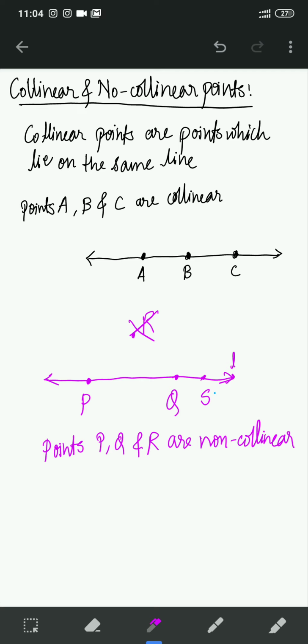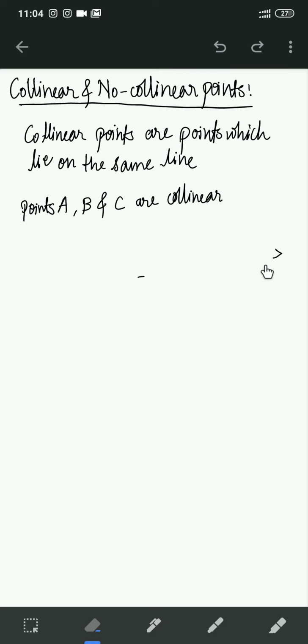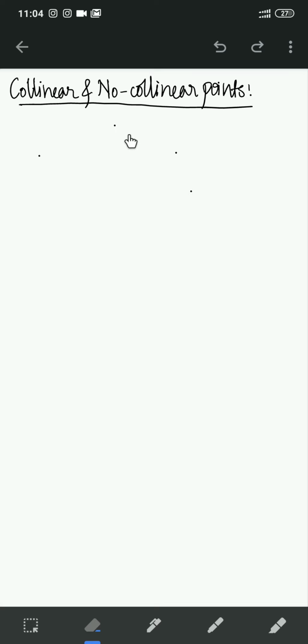So now let's discuss what exactly happens when you have points which are collinear. I'll quickly erase this. The definition is given in the textbook. I'll mention the page numbers in the description for you. Okay, fine. Now let's say there are 3 points which are collinear. I'll draw the line. I have point A, point B, point C. Now these 3 points are collinear.